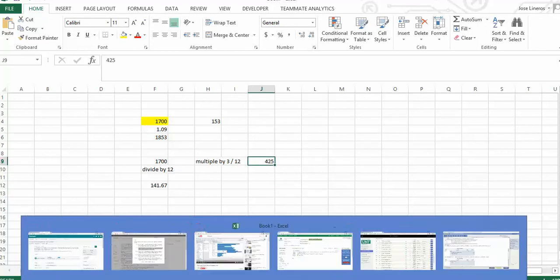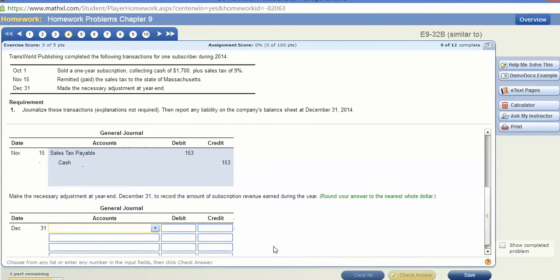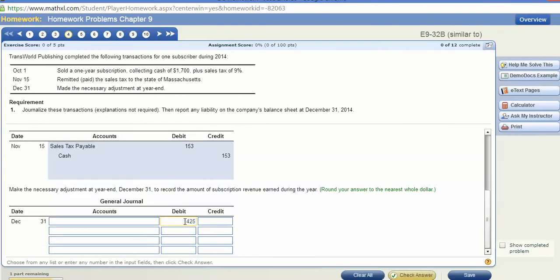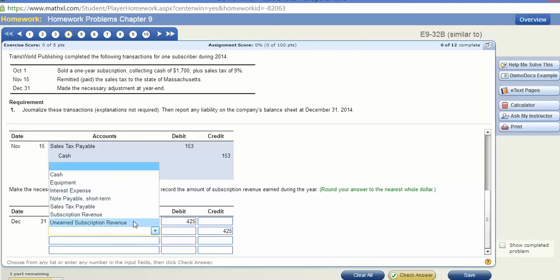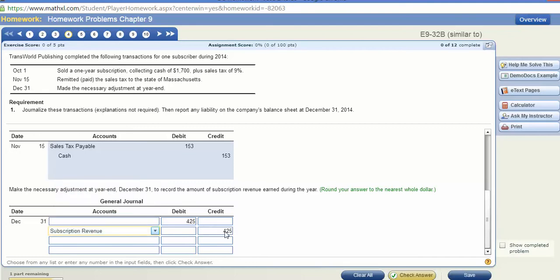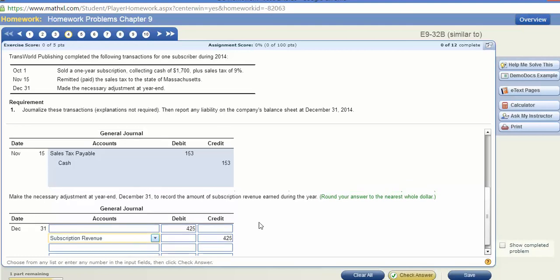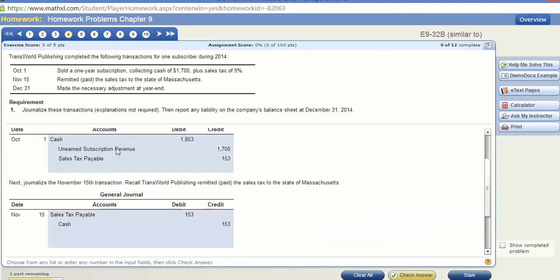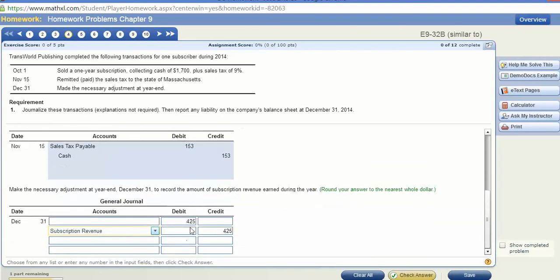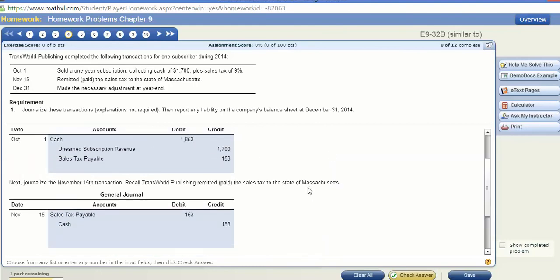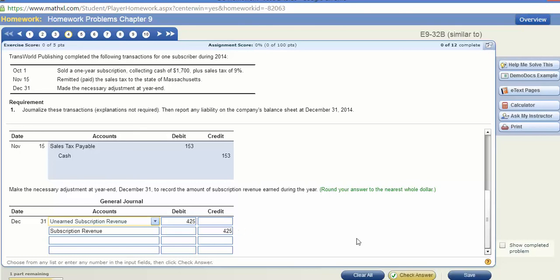So if you come over here, we know it's going to be 425. Now the question is, what do we book? Well, we've earned that, so now we have subscription revenue. Over the course of 3 months, we've earned 3 months' worth. And now what you start unrolling is this unearned subscription revenue. Unearned subscription revenue, you slowly start unrolling out of this original 1,700, and it comes out and goes into subscription revenue. And that's how we are able to recognize how much we truly do owe at the end of the cycle, at the end of December 31st.